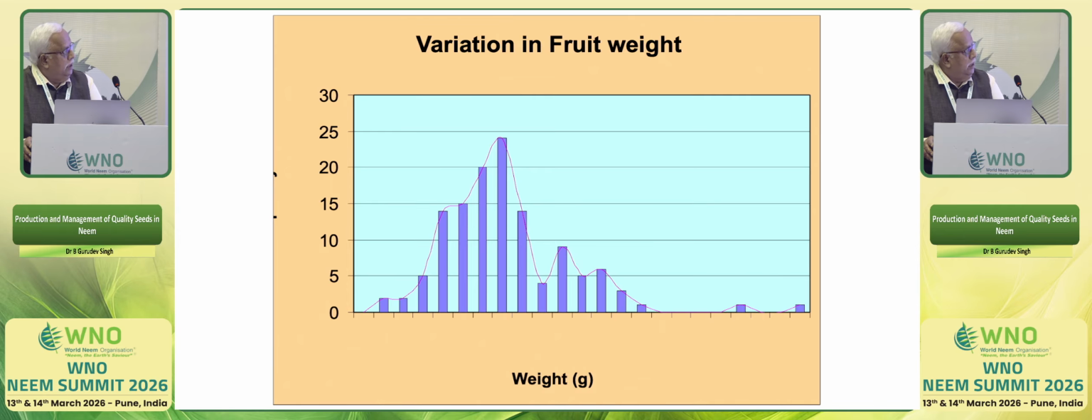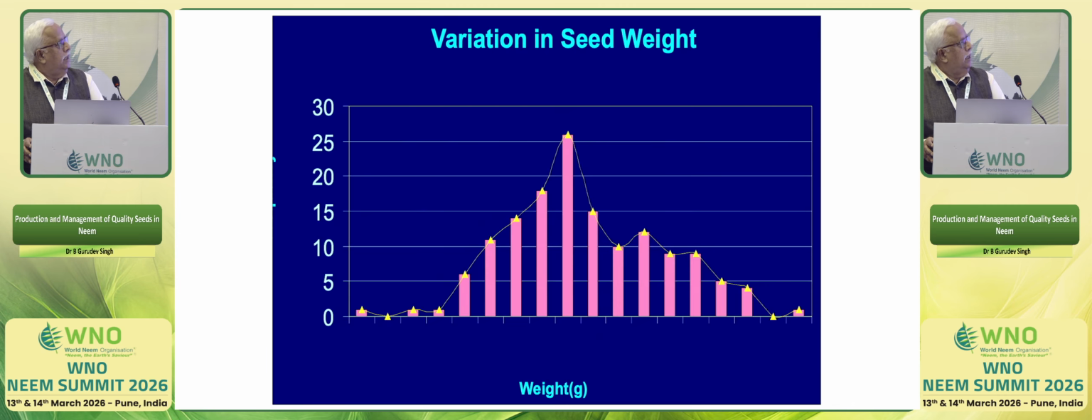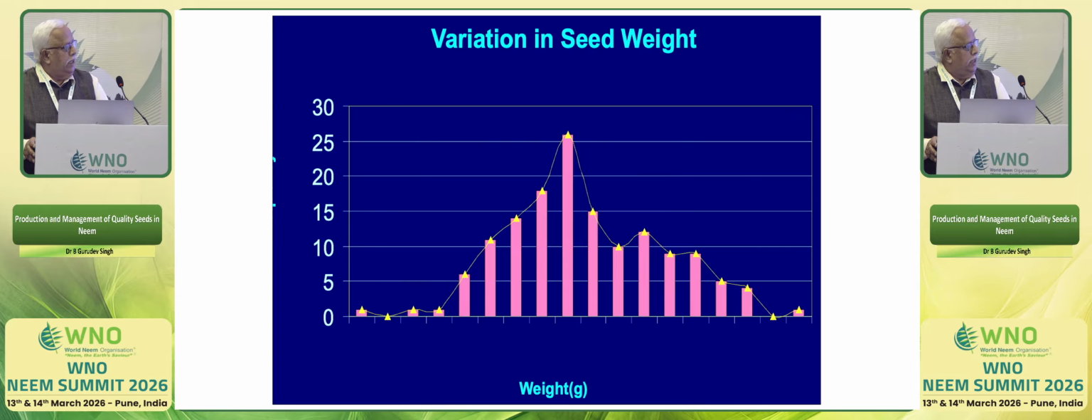And variation in fruit weight, you can see the weight of the fruits in grams, this is 100 fruit weight. Likewise, the seed weight. You can see that there are very few seeds with less weight and very few seeds with more weight, but the average weight will always be more common. That is the general principle.